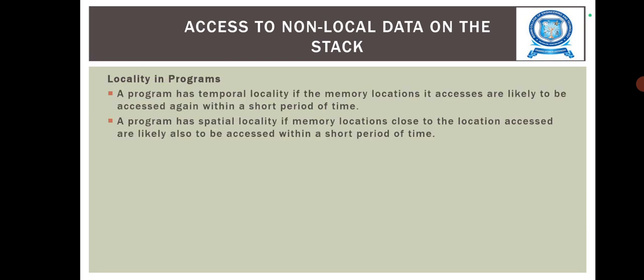The next one is locality in programs. A program has temporal locality if a memory location that is accessed is likely to be accessed again within a short period of time. A program has spatial locality if memory locations close to the location accessed are likely also to be accessed within a short period of time.